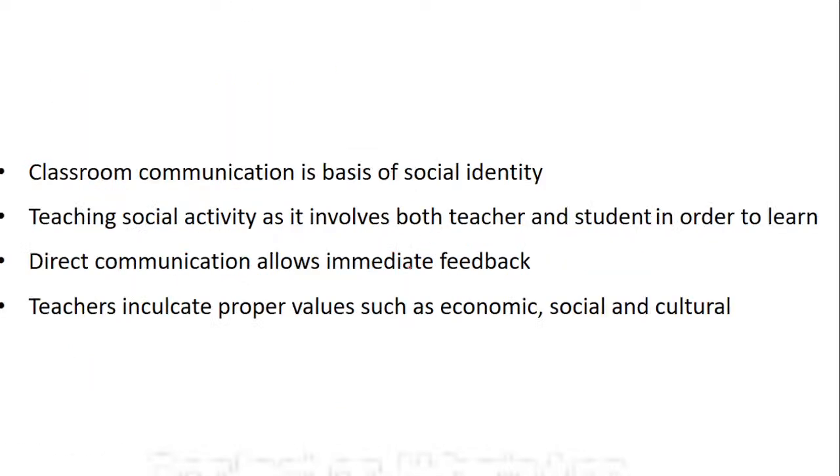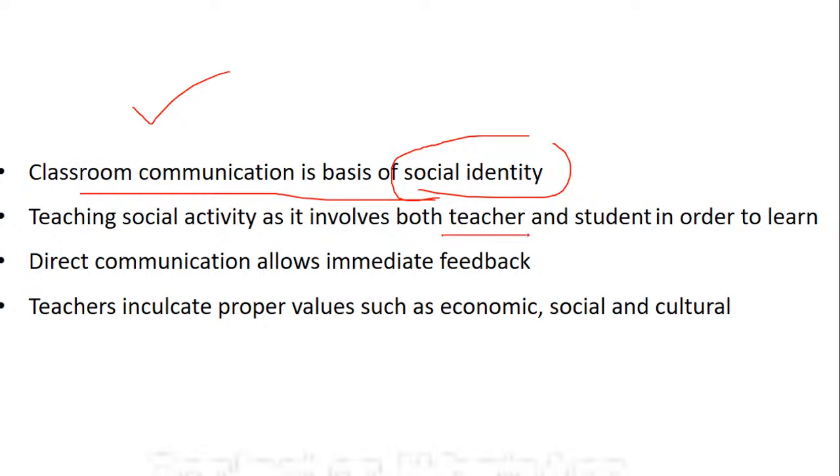So let's start with today's topic. Now when we talk about classroom communication, if you remember, yesterday we did intercultural communication. We have clearly understood the examples, we have discussed in detail. So now when we talk about classroom communication, this communication is the basis of social identity for the students. Teaching is a social activity as it involves both teacher and student in order to learn, which happens in a classroom. Direct communication allows immediate feedback, which again completes the communication cycle. So without feedback, the communication cycle is not valid or it is not complete.